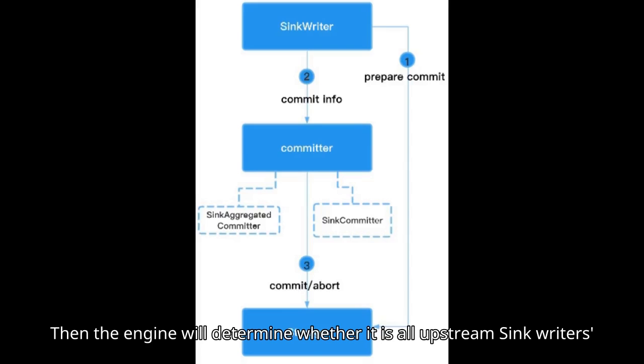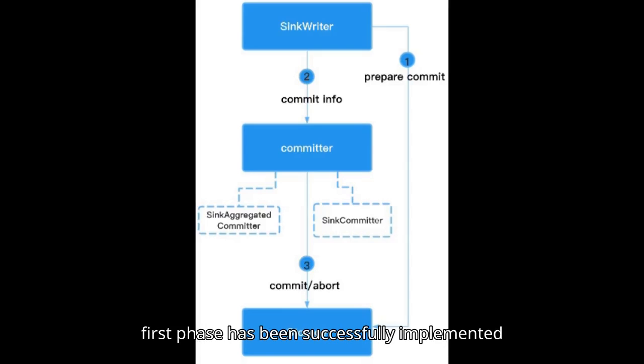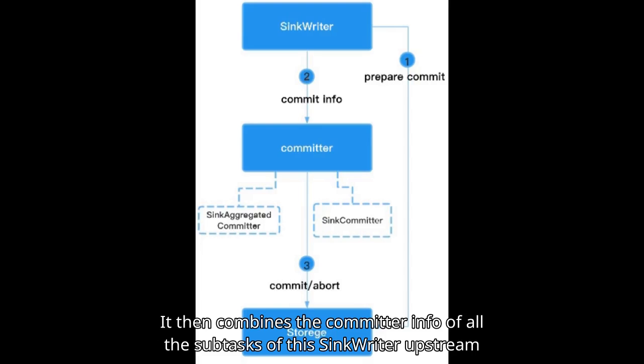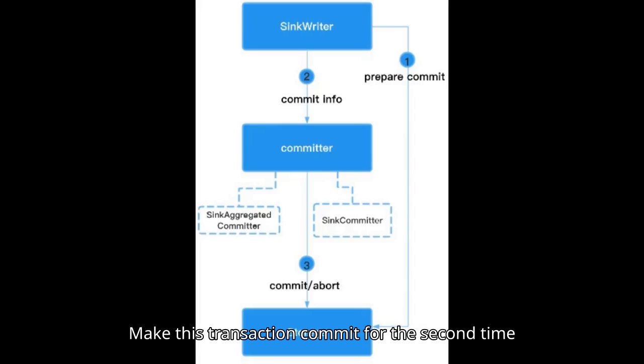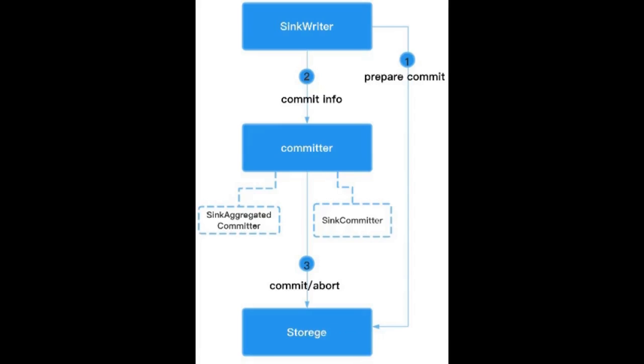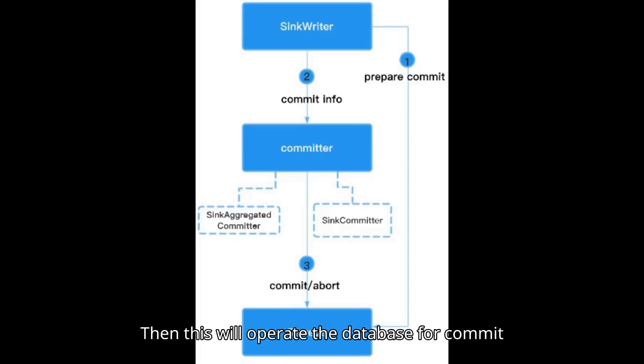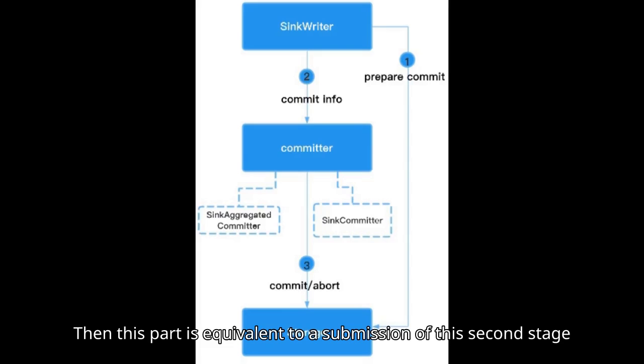Then the engine will determine whether the first phase has been successfully executed for all upstream Sink Writers. If this executes successfully, it then combines the committer info of all the subtasks of the upstream Sink Writer, and goes through the commit method of the committer to make this transaction commit for the second time. That is, to do the actual data submission, which will operate the database for commit. This part is equivalent to the submission of the second stage.